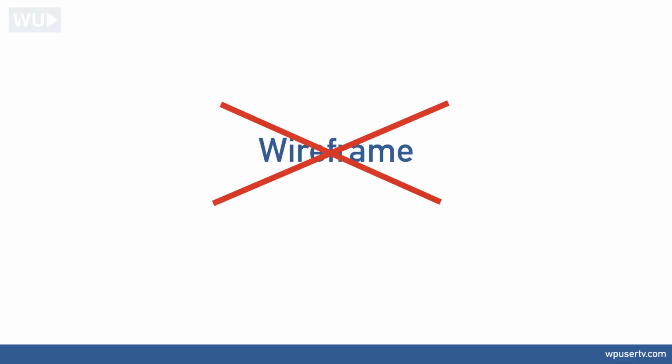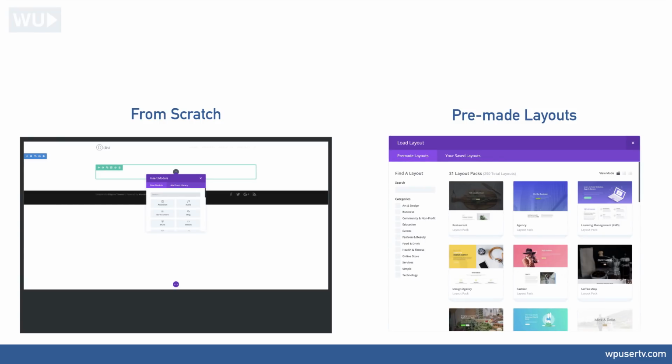Okay, now that we have our sitemap, the next stage is to decide whether you're going to design your website from scratch or use pre-made layouts. Each has advantages. If you build it from scratch, this is a custom-made design that you build yourself. The drawback is that it takes more time to make sure everything is looking the way you want. So it's up to you.